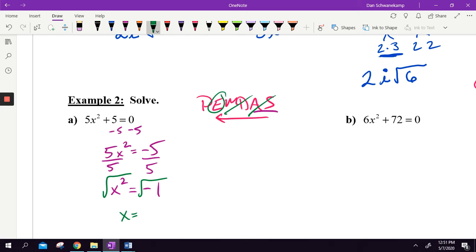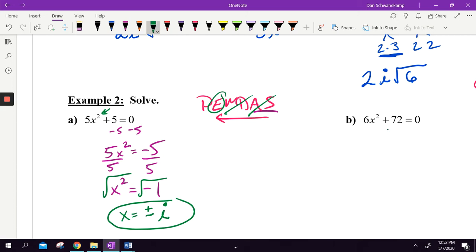What is the square root of -1? Well, we know that it's going to be i, but since I took the square root, that means I need to include plus or minus. Because if it's a squared problem, I'm going to have two answers. In this case, it is plus or minus i. So just like before, when you take the square root, include plus or minus.